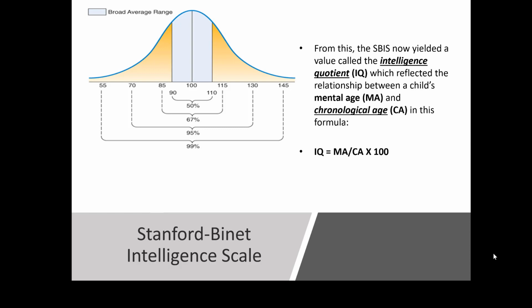From the graphic on the screen, we can see that only 5% of individuals will have an IQ score above 130, and only 1% will have an IQ score above 145. On the other side of the bell curve, we see that only 5% of the population will have an IQ score below 70, and only 1% will have an IQ score below 55. This bell curve will be important to keep in mind next week when we look at neurodevelopmental disorders in children, as this scale is still widely used as a diagnostic instrument today.